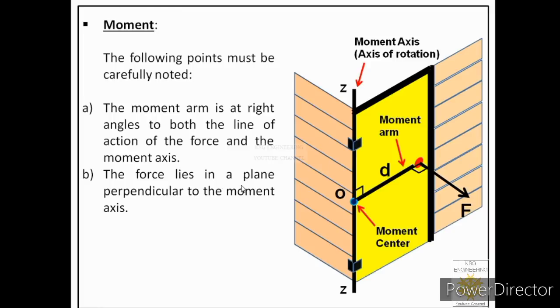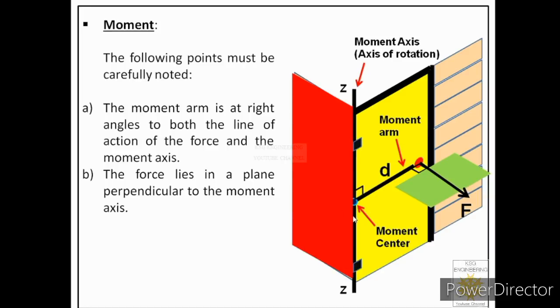The force lies in a plane perpendicular to the moment axis. Now let us understand this point. This is the plane of the force. In this plane, this particular force is acting. But if we see the plane of axis of rotation shown over here, then you can see both the planes are perpendicular to each other. So that is why it is written the force lies in a plane perpendicular to the plane of moment axis, or we can say to the moment axis.